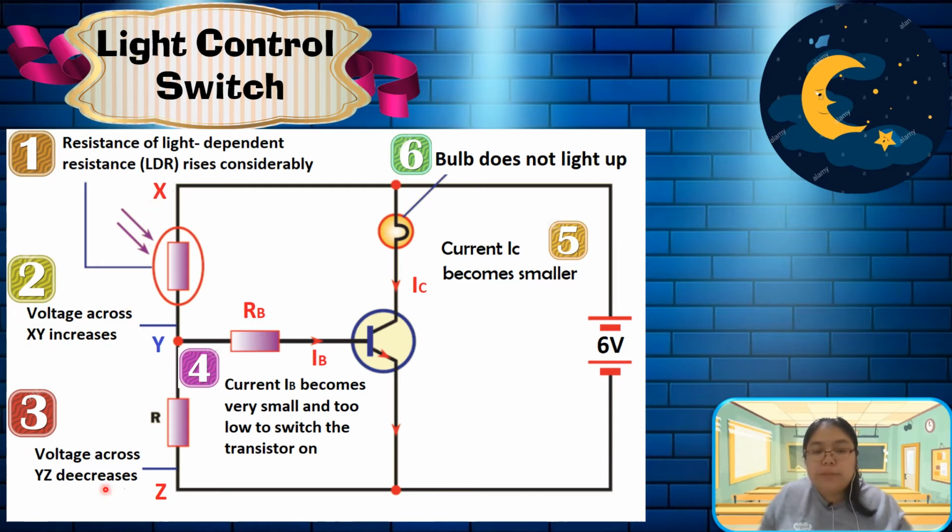How about number 3? Number 3 is YZ. The potential difference decreases. When it decreases, how about the base current? Current IB becomes very, very small, too low already. It cannot switch on the transistor. If it cannot switch on the transistor, then we go to number 5. Collector current becomes smaller, which means the whole circuit cannot function. Finally, the bulb does not light up. So we are just using 6 sentences to answer the process question. During the night, what happens to the LDR when it is put at the top?